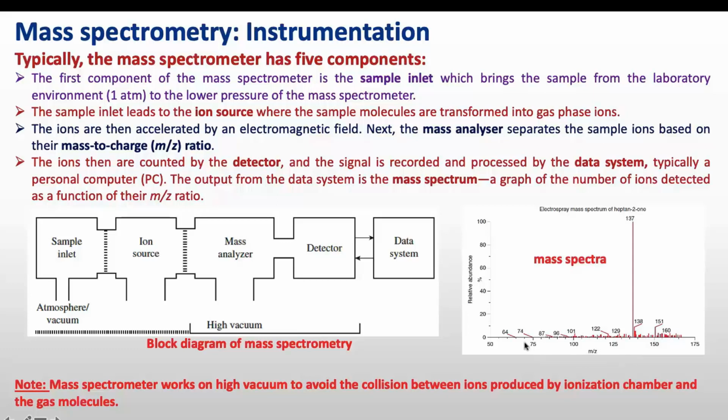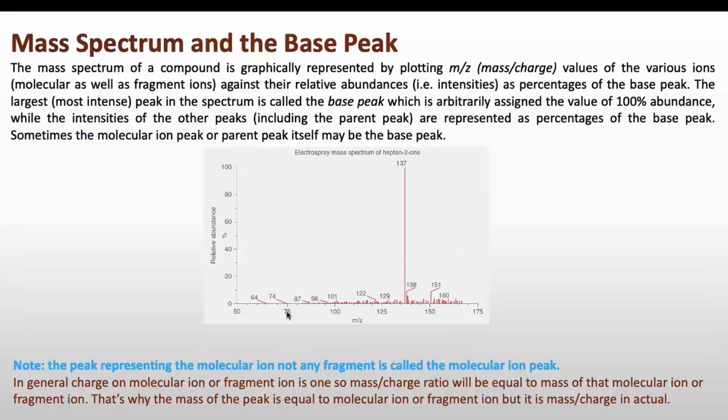Here we have to note that all mass spectrometers work under high vacuum. As you can see here, this section works under the high vacuum. The reason is we use high vacuum just to avoid collision between ions produced in the ionization chamber and gas molecules. Gas molecules means gas coming from the environment. They can collide with the ions of our sample and can create problems.